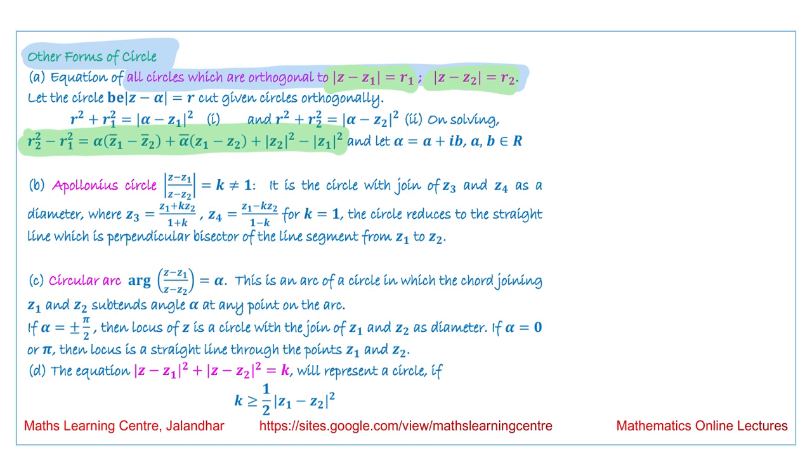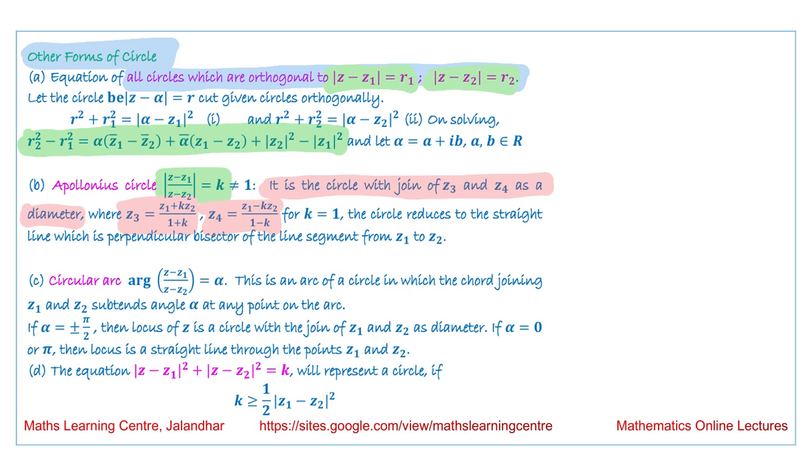Next, this is the equation of the Apollonian circle. The equation is given over here, with a brief definition: it is the circle with the join of z3 and z4 as the diameter, where z3 is given by this value and z4 is given by this value. The details of these we will discuss in some advanced lectures that we will prepare related to complex numbers. Next is the circular arc.